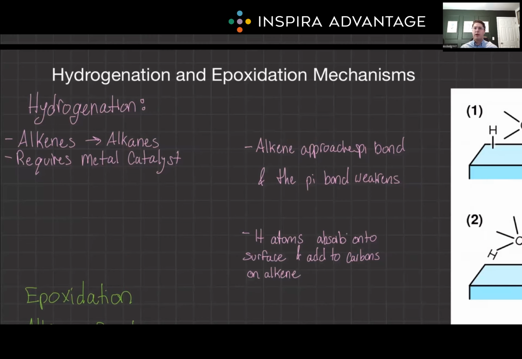Hydrogenation is all about turning alkenes into alkanes. That means there's no double bond. This reduction requires a metal catalyst like platinum, palladium, or nickel. The alkene approaches the catalyst surface, and the pi bond weakens as the electrons interact with the metal. Hydrogen molecules absorb on the catalyst to dissociate into atoms and add to the carbons of the alkene from the same side, leading to syn addition, S-Y-N. This means that new hydrogens end up on the same face of the double bond, maintaining the stereochemistry.